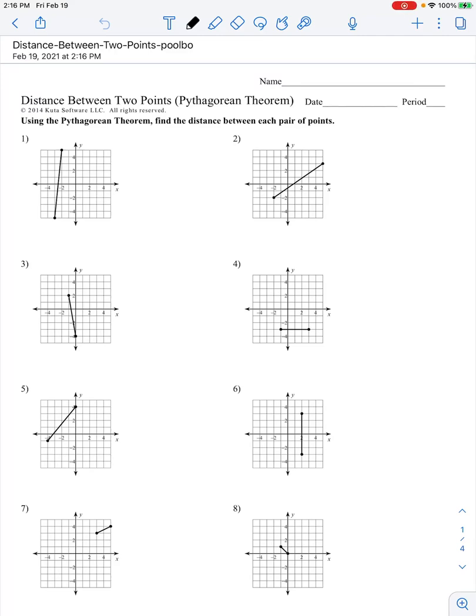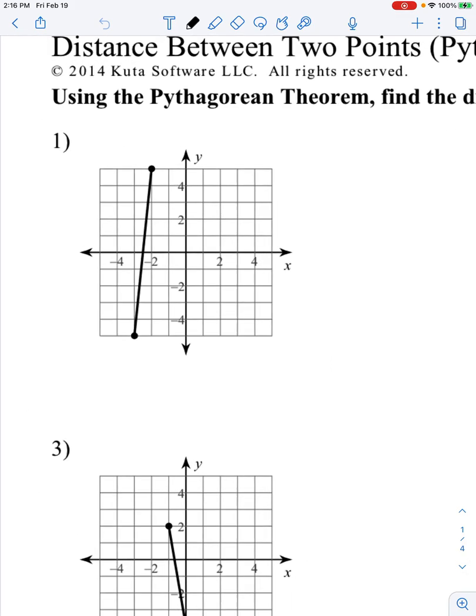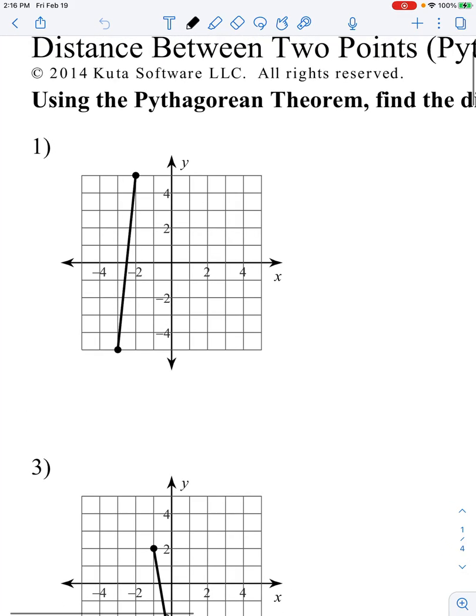Hey guys, today we're going to take a look at how to use the Pythagorean Theorem to find the distance between 2 points. So if you take a look, you'll notice they've given us a line between 2 points, and they want us to find how long it is, or the distance between them. Well, if it were a perfectly straight line, we could just count how long it is, how many boxes, but this one is kind of slanted.